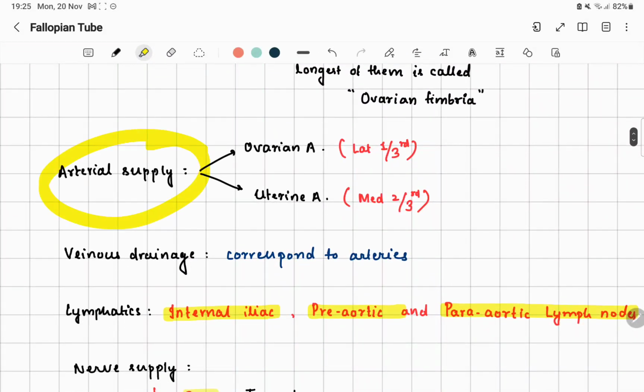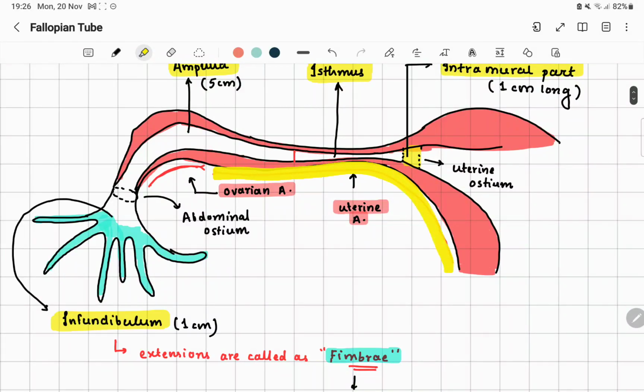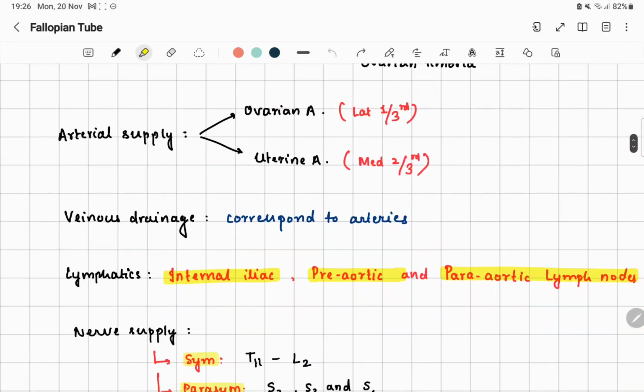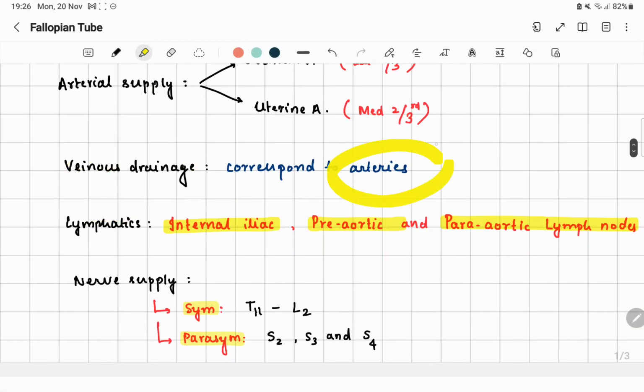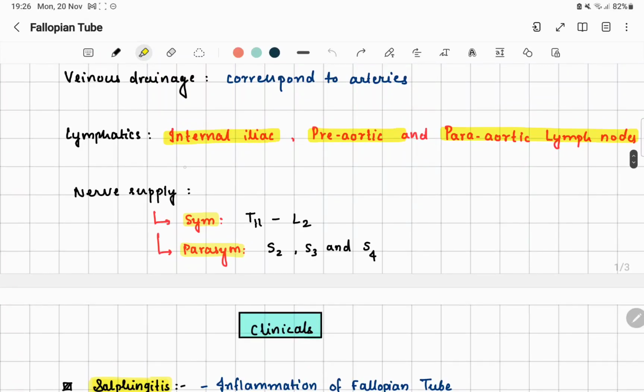Let's discuss the arterial supply. We have the ovarian artery, which supplies the lateral 1/3, and the uterine artery supplying the medial 2/3. So this uterine artery is supplying the medial 2/3, and this ovarian artery is supplying the lateral 1/3 of the fallopian tube. Venous drainage corresponds to the artery: the ovarian vein and the uterine vein. For lymphatics, we have the internal iliac, pre-aortic, and para-aortic lymph nodes, into which the lymph drains.